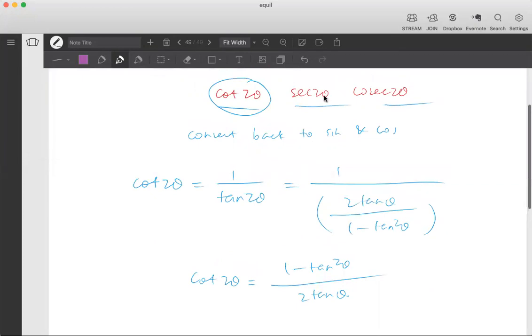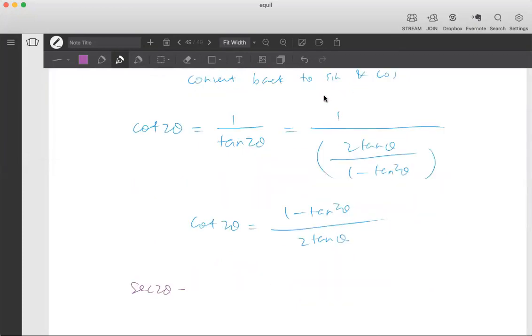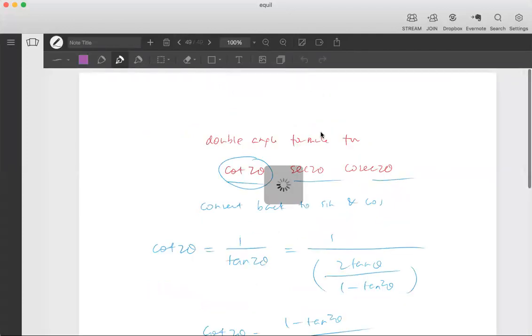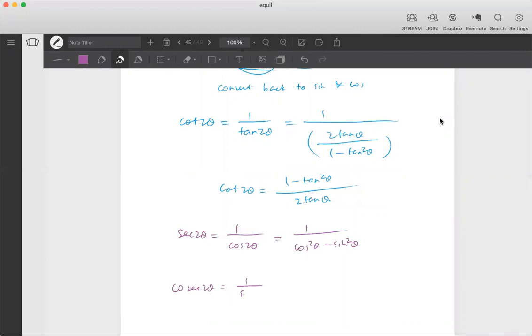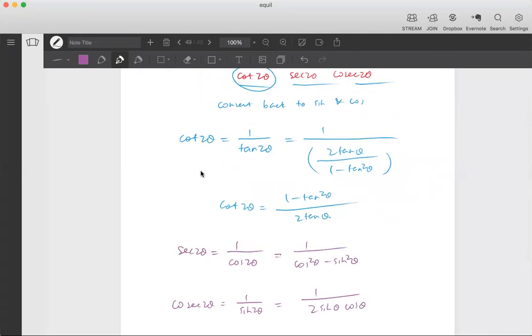Similarly, we can do the double angle formula for sec 2 theta. Sec 2 theta equals 1 on cos 2 theta, which is 1 on cos squared minus sine squared. That's the double angle formula for sec. And for cosec, cosec 2 theta equals 1 on sine 2 theta, which is 1 on 2 sine theta cos theta. So that's the double angle formula for the rest of the three trig functions. You don't really need to memorize what they look like. You just need to be able to convert them into tangent, cos and sine, and then you will be able to do it.